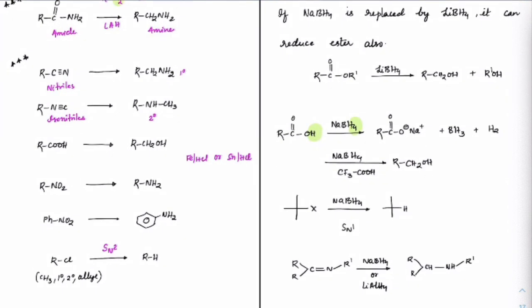Now with primary and secondary amines, NaBH4 reactions are not usually seen, but with tertiary it will happen to give alkanes, and this will happen by SN1 mechanism.